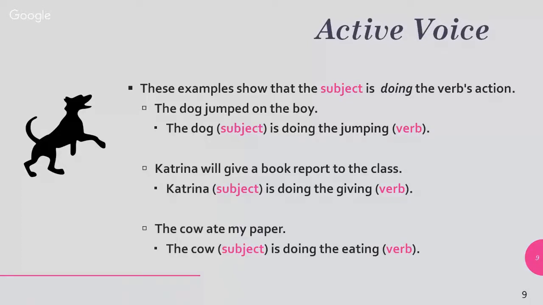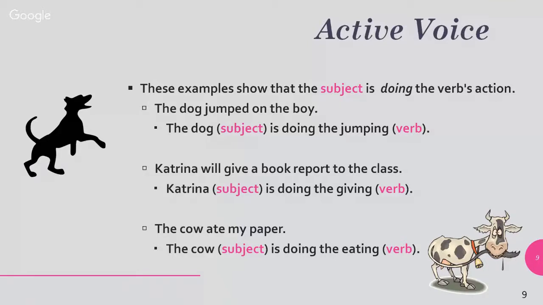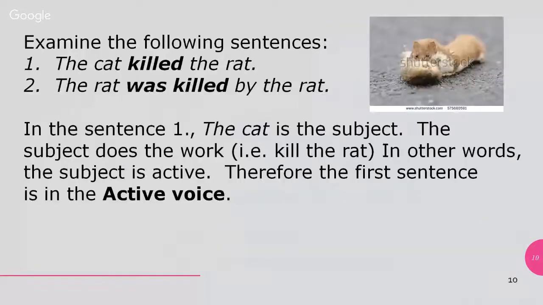The cow ate my paper. The cow is a subject and it is doing the work of eating. So again, this is an action. Examine the following sentences. The cat killed the rat. The rat was killed by the cat. In sentence 1, the cat is the subject. The subject does the work, that is, kill the rat. In other words, the subject is active. Therefore, the first sentence is in the active voice.